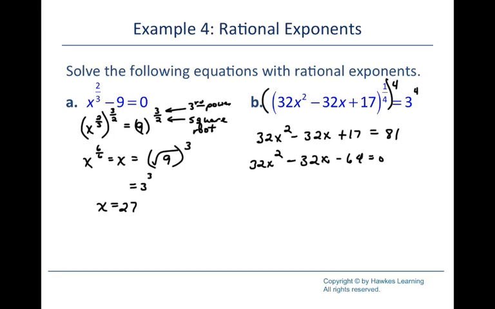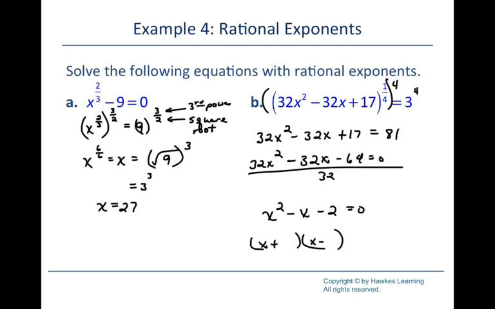Now I can divide everything by 32. I can factor out a 32. So if I divide everything by 32, I end up with x squared minus x minus 2 equals 0. And that will factor as x plus and x minus. And it'll be 2 and 1. Multiplies to be negative 2 and adds to be negative 1. So my answers are negative 1 and positive 2.